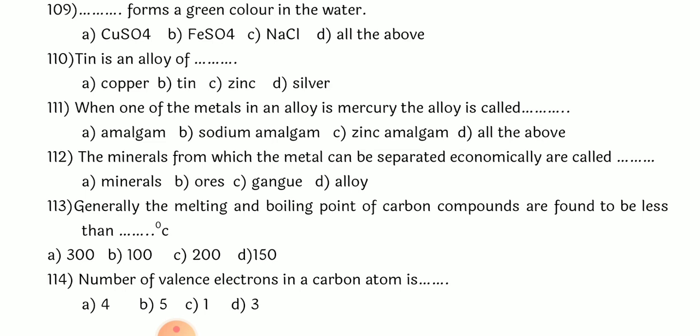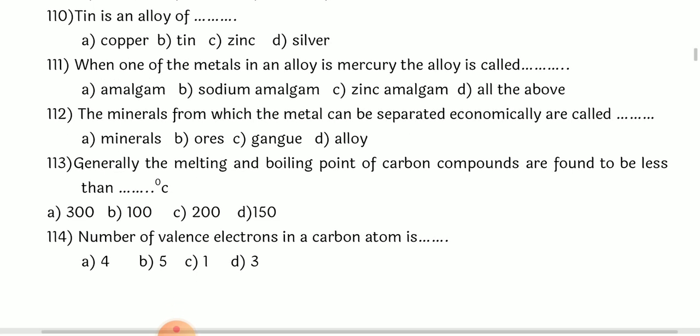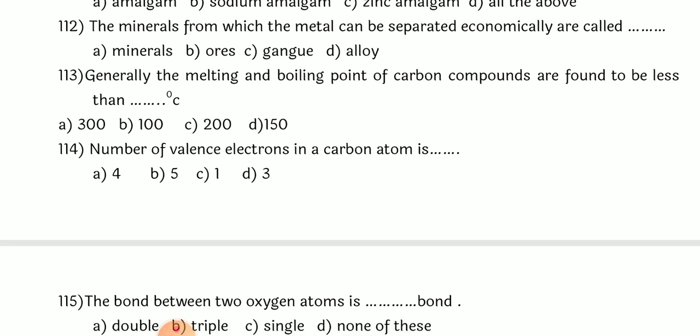Generally, the melting and boiling points of carbon compounds are found to be less than what? 300 degrees Celsius. That is option A. Number of valence electrons in a carbon atom. Carbon atom has atomic number 6. 2 electrons in the first orbit. Then how many electrons in the last orbit? 4. So its valency is also 4. So valence electrons are 4.